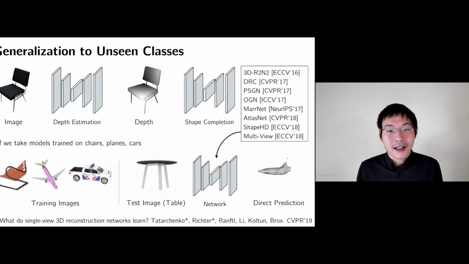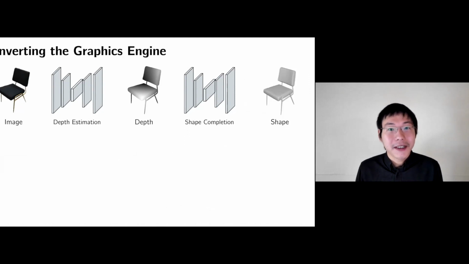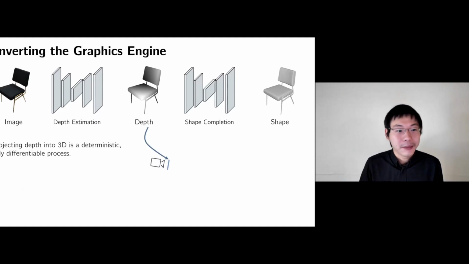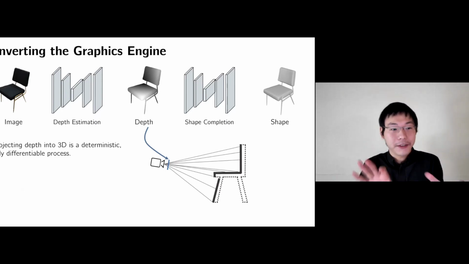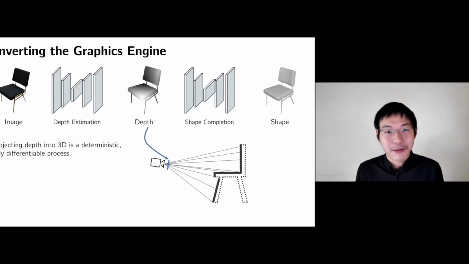But in the end, the depth map is still a 2D image. It's still a 2D representation. So in the step of completing the shape, going from the depth map to a 3D shape, the second network, the shape completion network, is still implicitly learning to project depth back into 3D. It's essentially still taking the 2D depth map and trying to back-project it into the 3D visible surface. But we know from computer graphics, from perspective projection, that projecting depth into 3D is a deterministic and fully differentiable process. We can write down all the equations, and they're all differentiable, assuming we know the camera parameters.